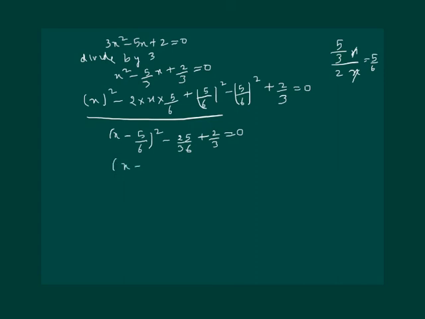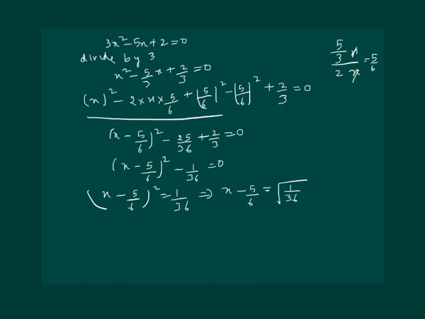Solving this further, we get x minus 5 by 6 whole square minus 1 by 36 equal to 0, or x minus 5 by 6 whole square equal to 1 by 36. This gives us x minus 5 by 6 equal to under root of 1 by 36. So x minus 5 by 6 equal to plus 1 by 6 and x minus 5 by 6 equal to minus 1 by 6. We can solve further and find the values of x.